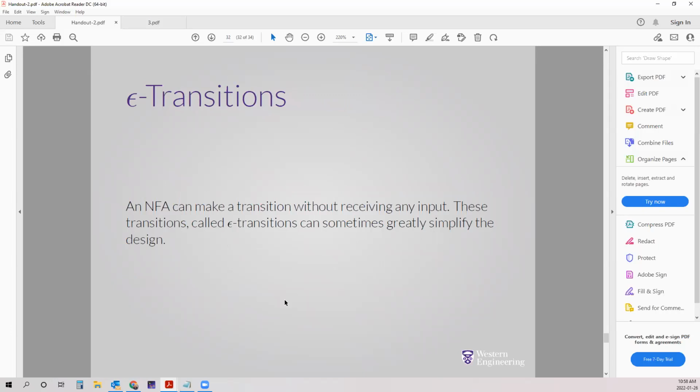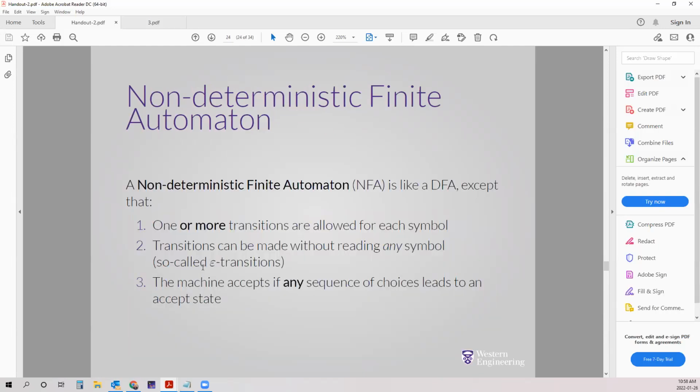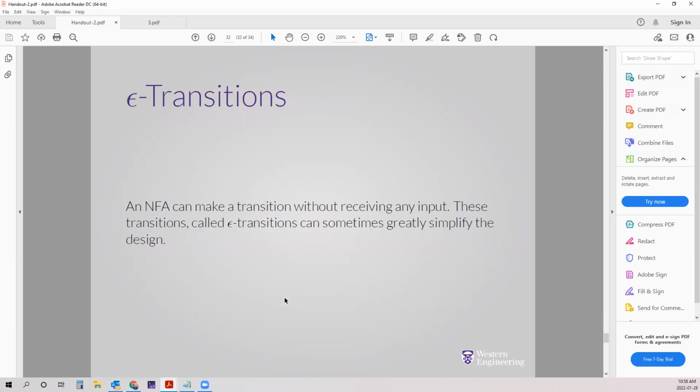Epsilon transition. You remember here at the beginning we said that the non-deterministic automaton has epsilon transitions. What do we mean by epsilon transition? A non-deterministic finite automaton can make a transition without receiving any input. These transitions, called epsilon transitions, can sometimes greatly simplify the design. So it moves me from one state to another state, even if I did not receive an input. This is a very important thing that will simplify my job in constructing an NFA.